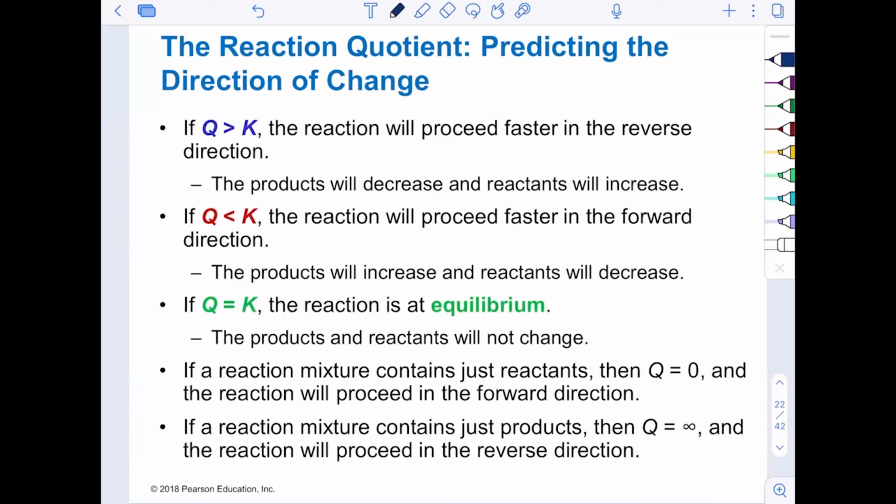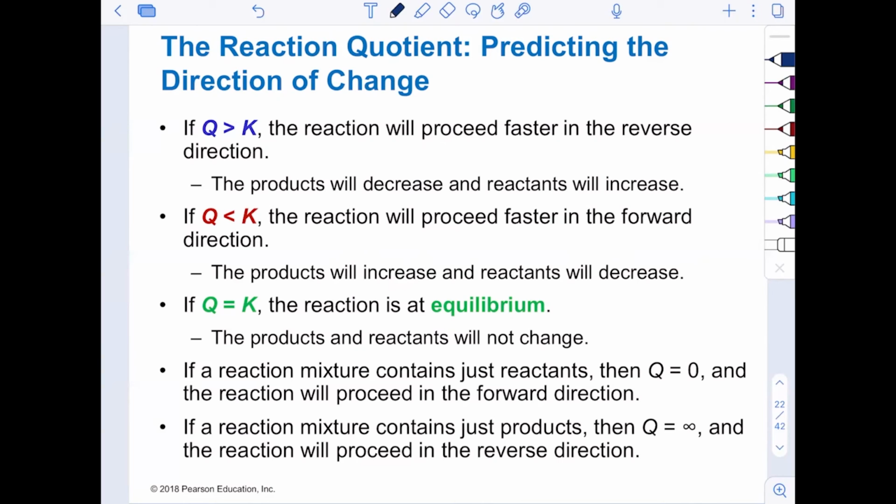If Q is greater than K, we know that there are too many products. A greater Q tells us the numerator is too large. So the products will start to decrease, and the reaction goes in the reverse direction. If Q is less than K, there are too many reactants. The denominator of Q is too large. So the smaller Q means the reaction needs to proceed forward and make more products. Only if Q is equal to K can we say we are at equilibrium. The products and the reactants will not change, and therefore the reaction is already established at equilibrium.